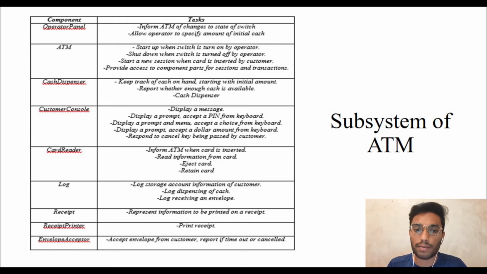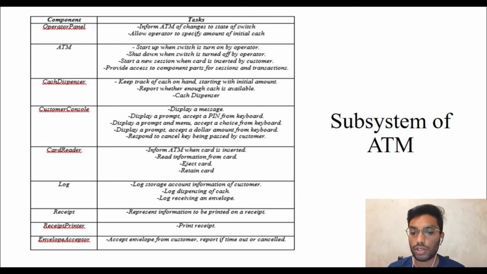their own task. For example, the operator panel will have a task like informing ATM of changes of state of the switch. The ATM starts up when the switch is turned on, or shuts down when the switch is turned off by the operator. Cash dispenser keeps track of cash on hand, starting with the initial amount. Customer console displays a message. Card reader informs ATM when a card is inserted or ejects the card.